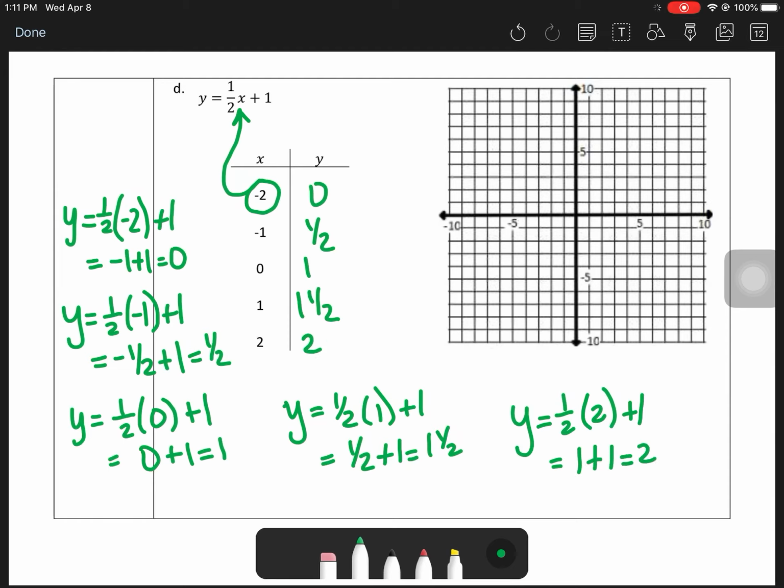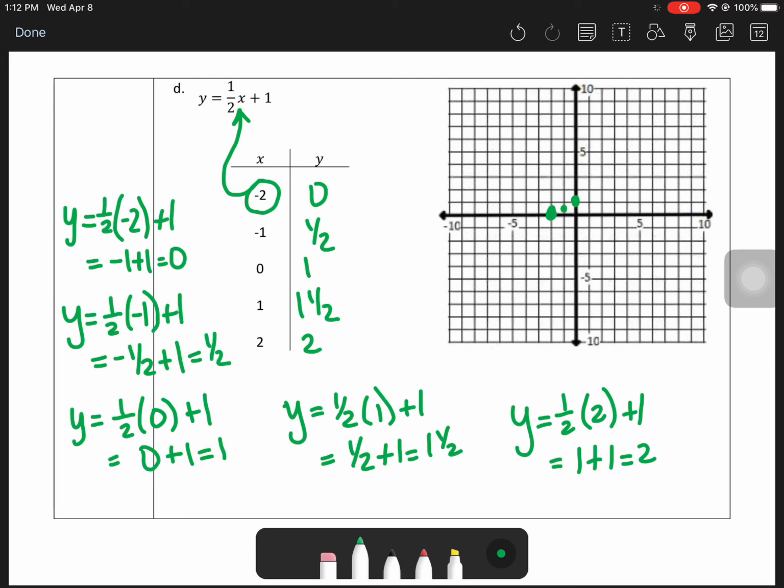So now we're going to graph these on the coordinate plane. So remember, you start at the origin 0, 0. We're going to go 2 to the left, and then 0 means don't go up or down. Go back to the origin. We're going to go 1 to the left and half of a box up. Then I'm going to go back to the origin. I'm not going to go left or right, but I'm going to go 1 box up.